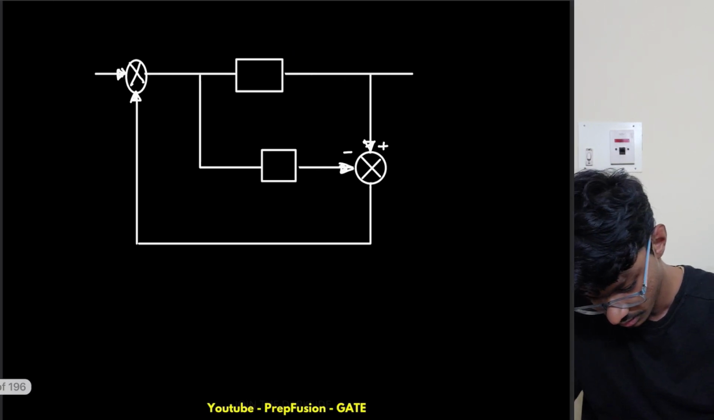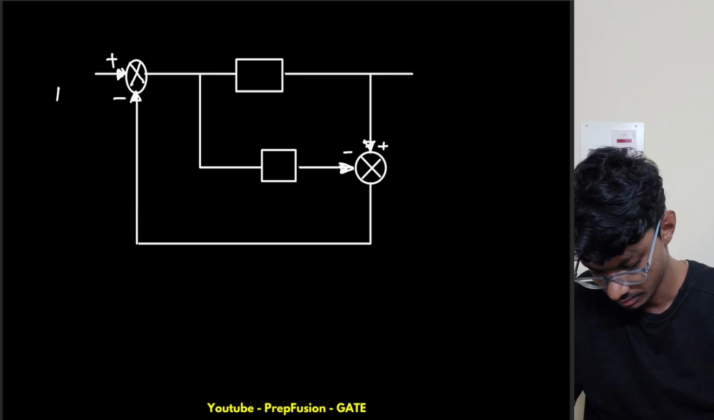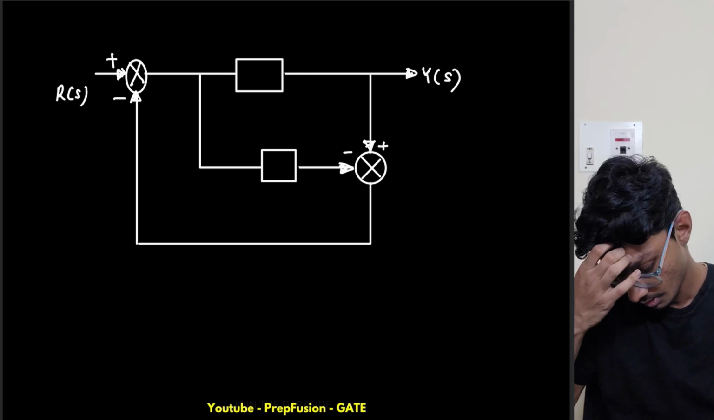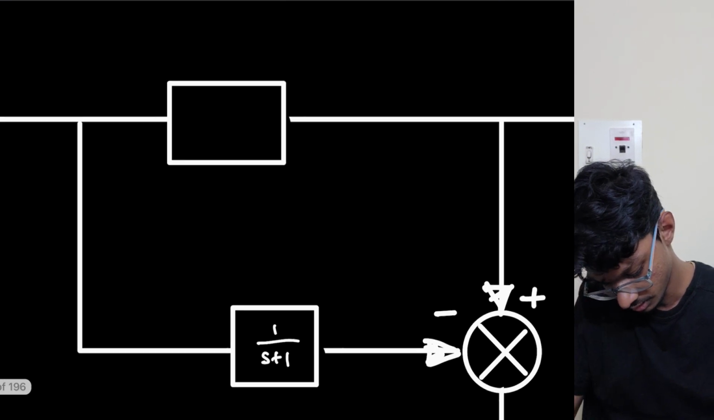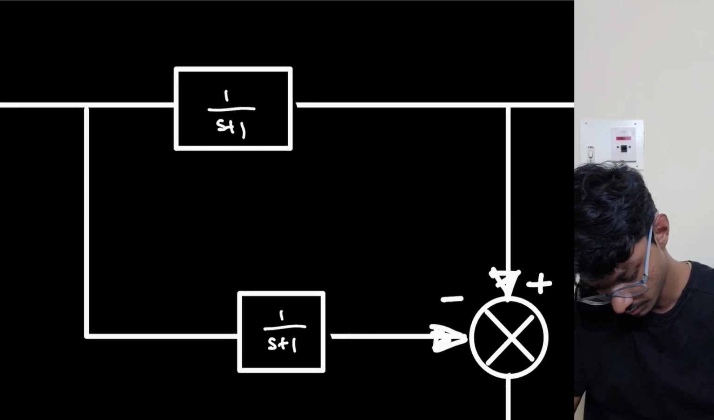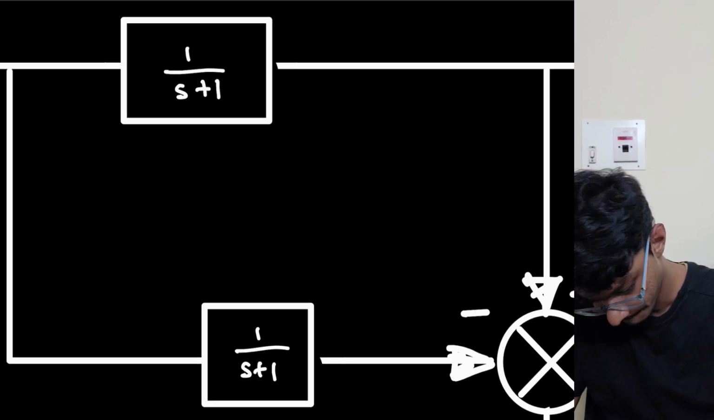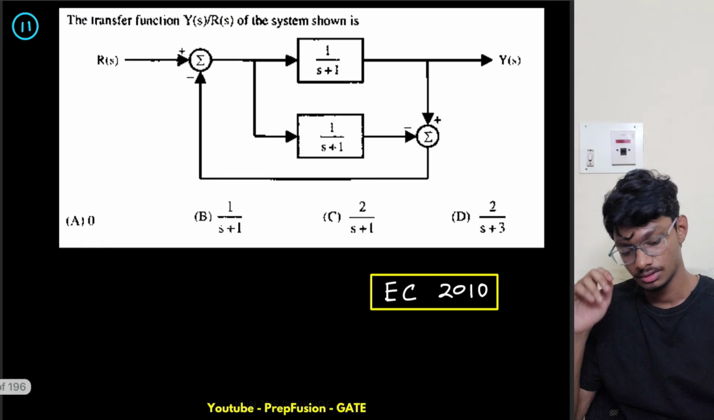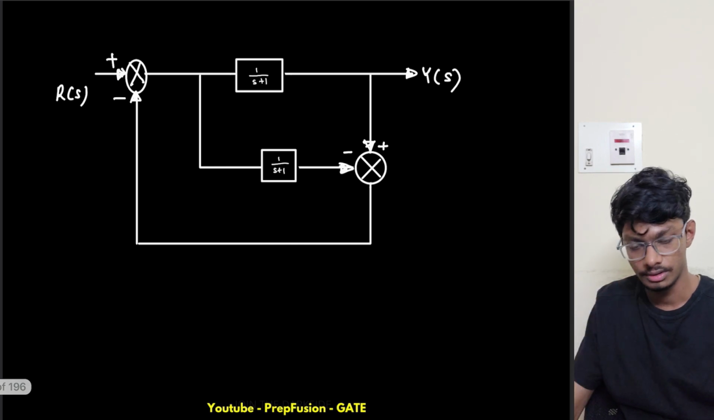This is plus, this is minus, this is R of s, this is y of s, and this is simply 1 by s plus 1, and this is also 1 by s plus 1. Let me write this properly: 1 by s plus 1, 1 by s plus 1. So this is basically the block diagram. Now let's solve it.